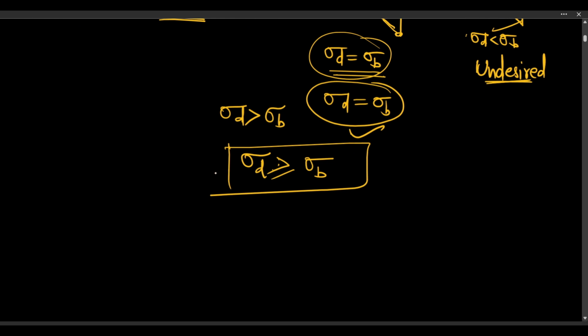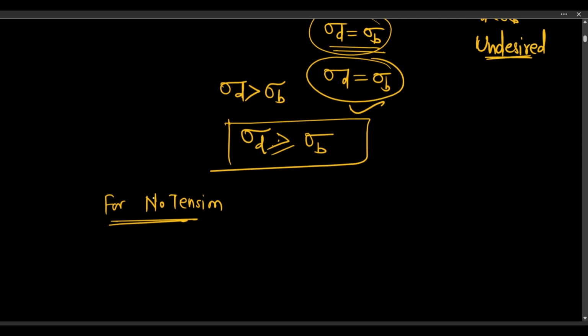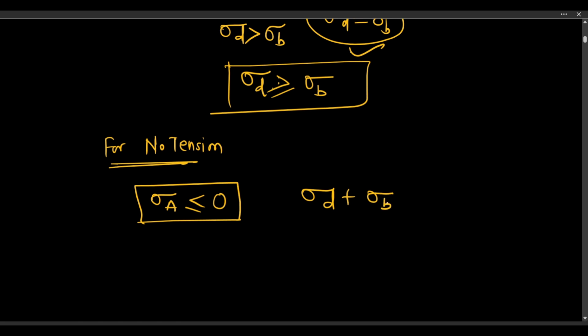For no tension in the column, we have the case that the stress at A shall not exceed the value 0, meaning it should not be positive. It may be 0, but it should not be positive. If it is positive, then there would be compression. So direct stress plus bending stress at A should be equal to 0 for the limiting case.